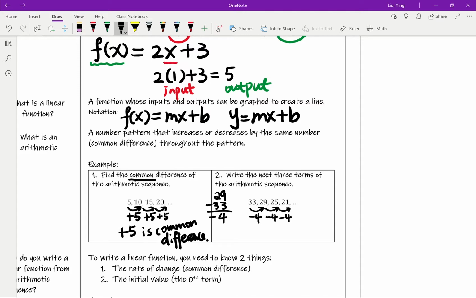Now using this pattern, we can write the next 3 terms. 21 subtract 4 again is 17. 17 subtract 4 again is 13. 13 subtract 4 again is 9. So the next 3 terms of the arithmetic sequence are 17, 13, and 9.